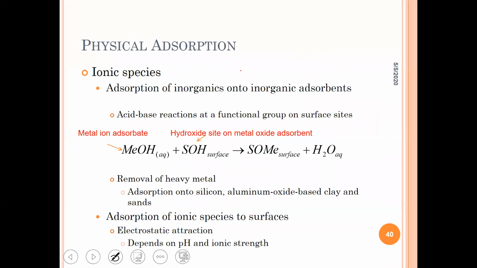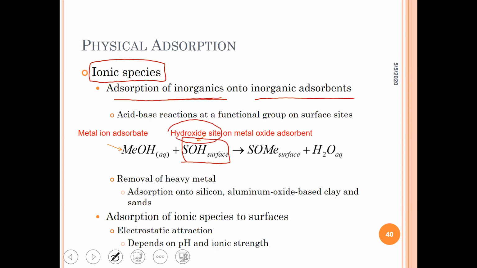Okay, let's talk about ionic species. Adsorption of ionic inorganic species onto inorganic adsorbent. Consider some surface which has hydroxide sites on a metal oxide adsorbent. So the adsorbent is a metal oxide, which has hydroxyl on the surface. And consider metal ions, which are in the form of metal hydroxide.